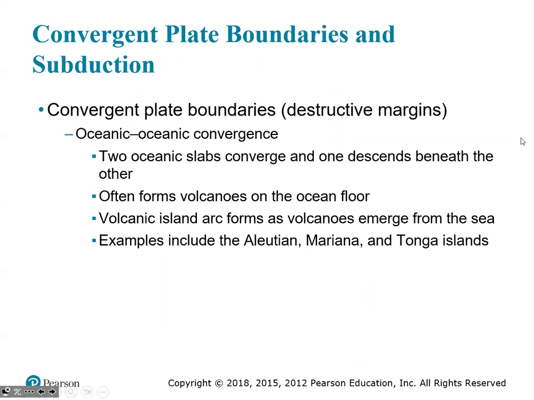Now, you can also have an oceanic-oceanic convergence, where two oceanic plates collide and one of them sinks under the other. So the two oceanic slabs come together, and the denser one subducts. This will often form volcanoes on the ocean floor and can eventually build up to form volcanic island arcs. These are things like Japan, the Aleutians, the Marianas, the Tonga Islands, probably the Philippines as well. These islands around the edge of the Pacific tend to be formed this way.